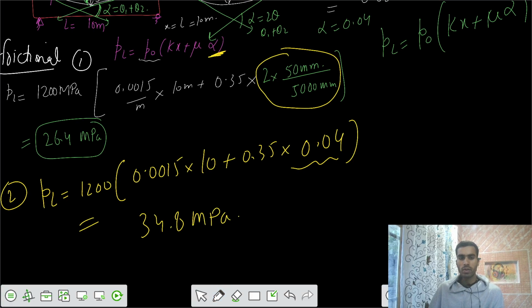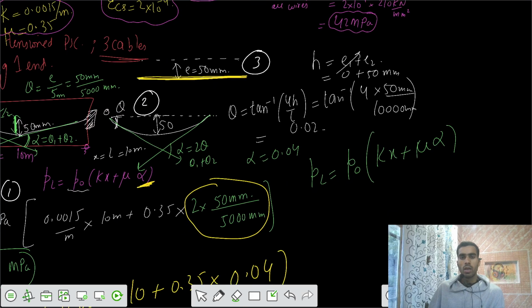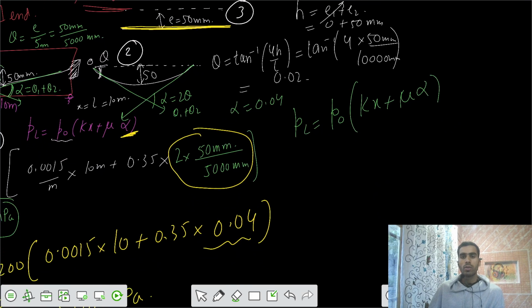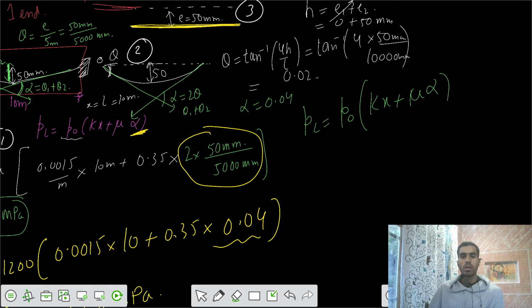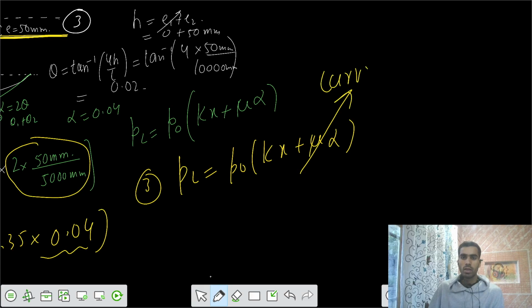Now, if I talk about the third wire, that is a straight wire. Is there any curvature in the third wire? In the third wire, I would say curvature is 0. Your radius is infinite, so your curvature is 0. So in that case, for the third wire, your equation is P naught kx plus mu alpha, and this is the curvature effect. That is 0 in this case, because it is a straight line. There is no curvature. That means the curvature effect is 0.